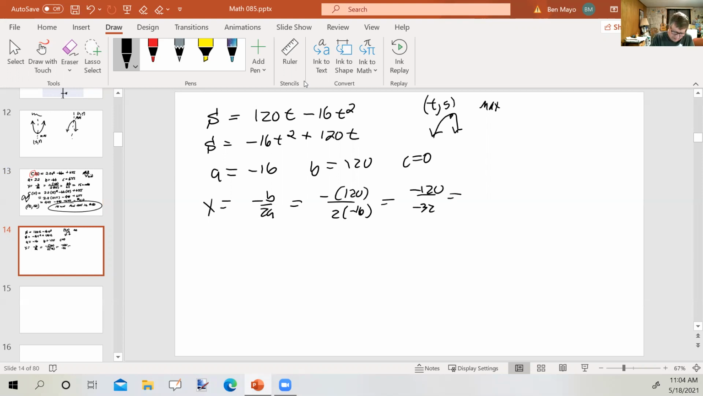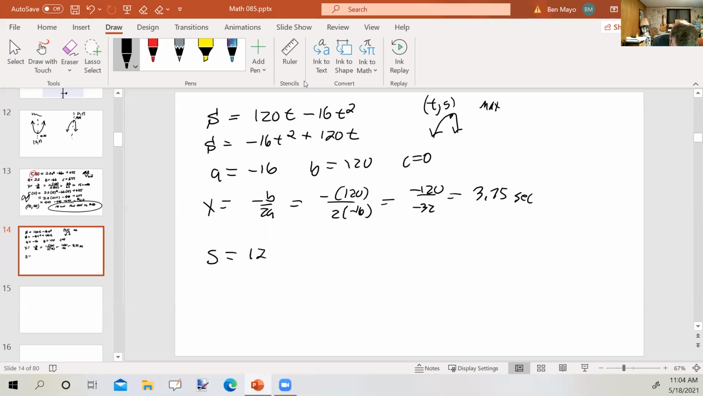And let's see, if we take negative divided by negative is positive, 120 divided by 32 is 3.75. So that's time, so that's seconds. So that's the time it takes to reach the maximum height, okay? Then to find that maximum height, we're gonna put 3.75 in for t.